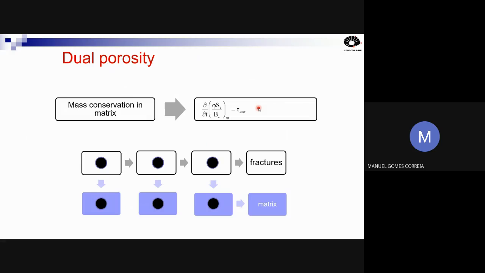Another kind, an extension of dual porosity models, is called the dual permeability model. In this dual permeability model, you have flow between matrix blocks, okay? In dual porosity models, as you see in this figure, you don't have flow between matrix blocks, but dual permeability is an extension of dual porosity in flow simulators. You have flow between matrix blocks, so you have, again, the Darcy law in the mass conservation in the matrix, okay?